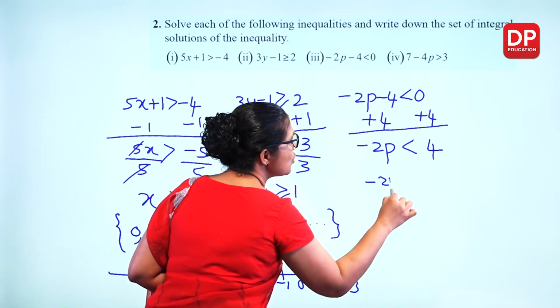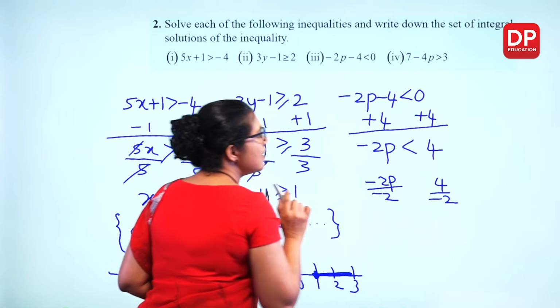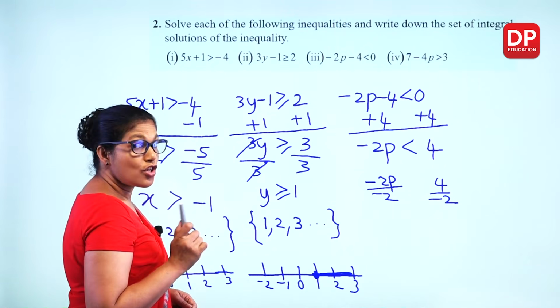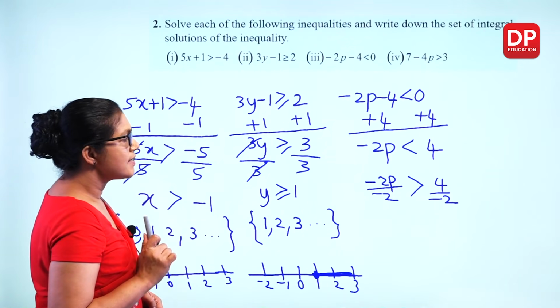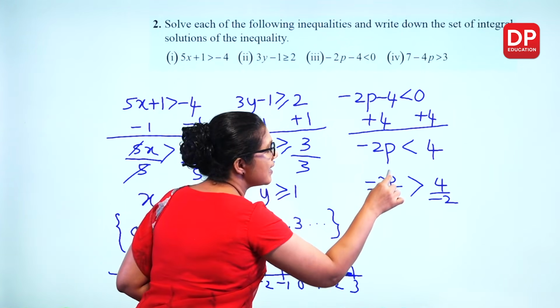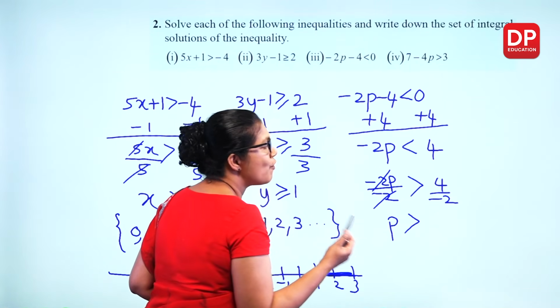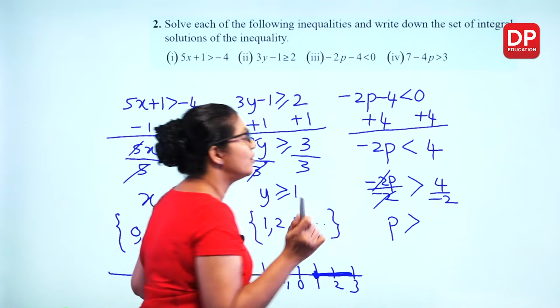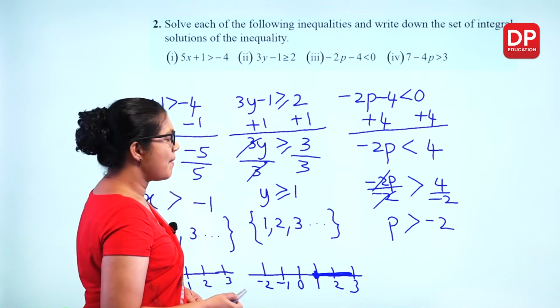So what can we do? We are dividing by a negative. The sign is changing. So here make sure that you write the other sign, the greater than sign. So minus 2 gets cancelled out. P is greater than 4 divided by minus 2. So P is greater than minus 2.